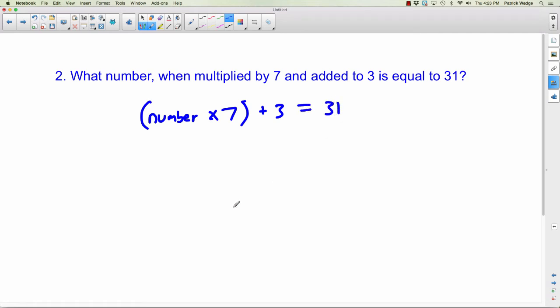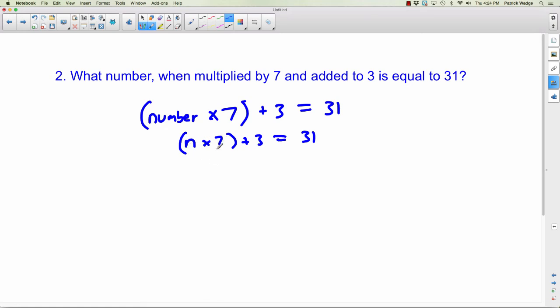Well, wait a minute. Couldn't we just use our algebra we've done before? Instead of writing number, what could I write? How about n times 7 plus 3 equals 31? Well, wait a minute. Instead of writing n times 7, what's a faster way of doing n times 7?